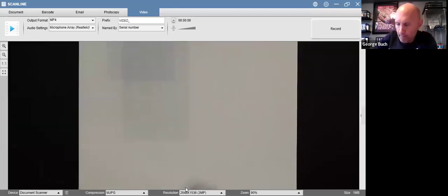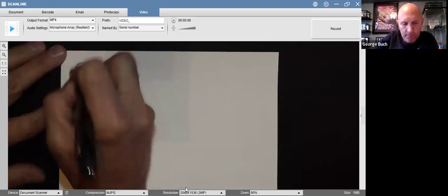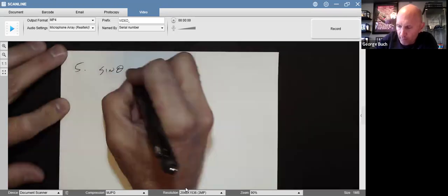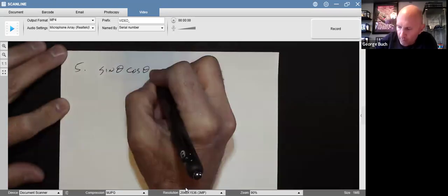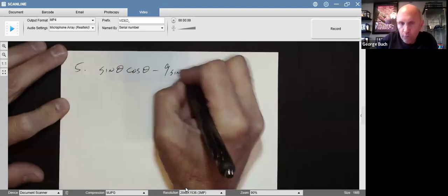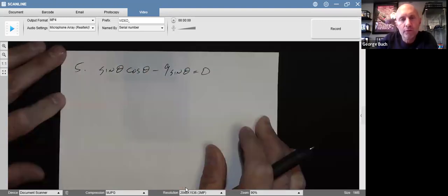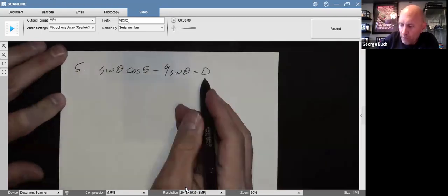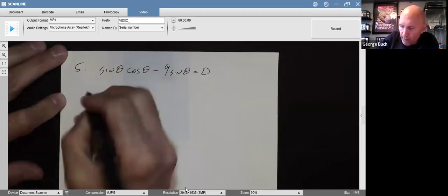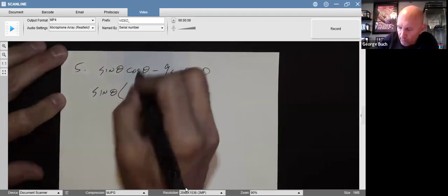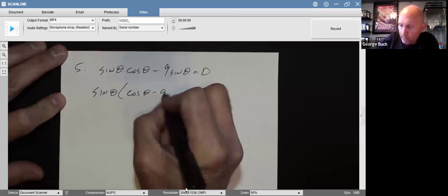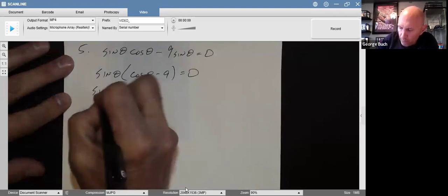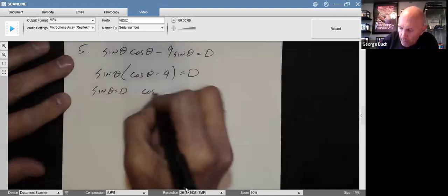Number 5. We have sine of theta times cosine of theta minus 9 times sine of theta equals 0. So the only thing I can do here, it's already set to 0, so I don't have to move anything around. Just factor out a sine of theta. And when I do that, I get sine of theta times (cosine of theta minus 9). And now do zero property rule again. So sine of theta is 0. Cosine of theta minus 9 is 0.